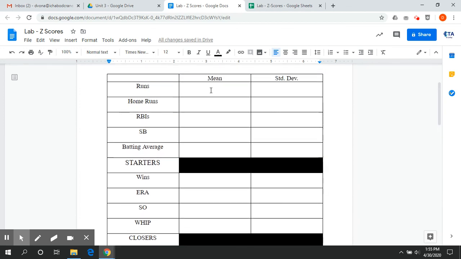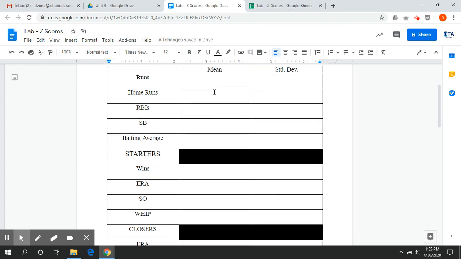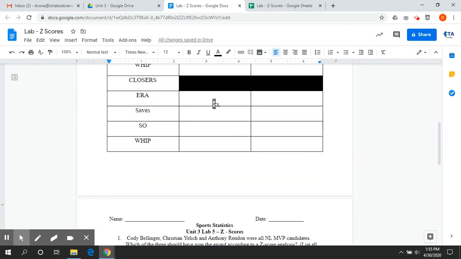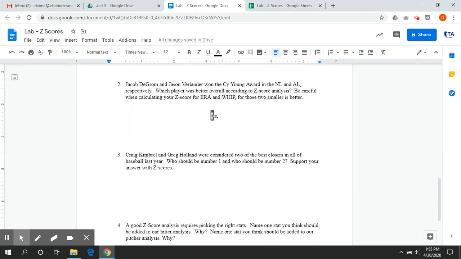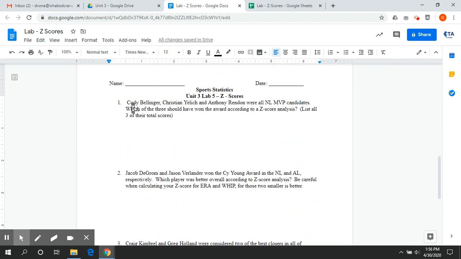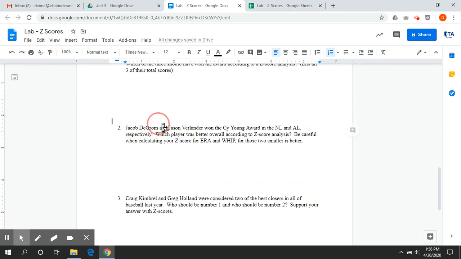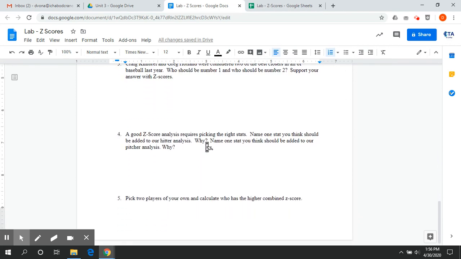You're just going to calculate mean, again, using equals AVERAGE. You'll calculate standard deviation using equals STDEV. Again, just do it once and then drag it across. So you'll fill in this chart, and then this is going to ask a couple of questions about generating z-scores and comparing players. So here's 3 MVP candidates. Calculate their z-scores, see who was the highest. Here are the 2 Cy Young winners. Calculate their z-scores, see who's higher. Compare 2 closers.